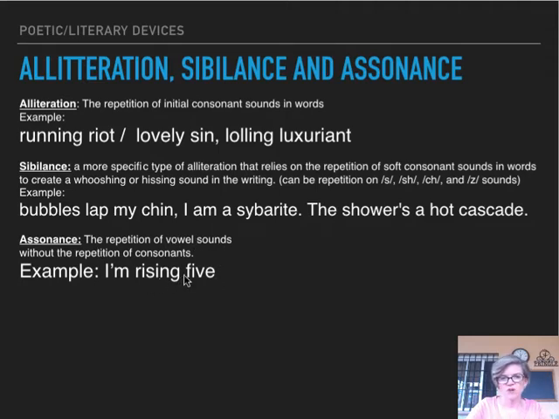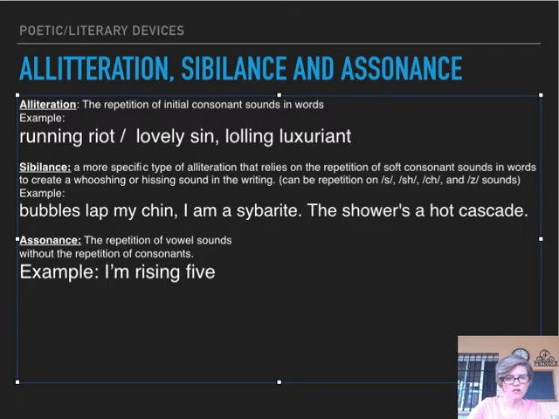Assonance is the last one, and this is just the repetition of vowel sounds close to each other. We haven't used this poem as an example yet. It is one of our poems. It's called Rising Five, and "I'm rising five" is an example of assonance because the long I sound is repeated in I'm, rising, and five.